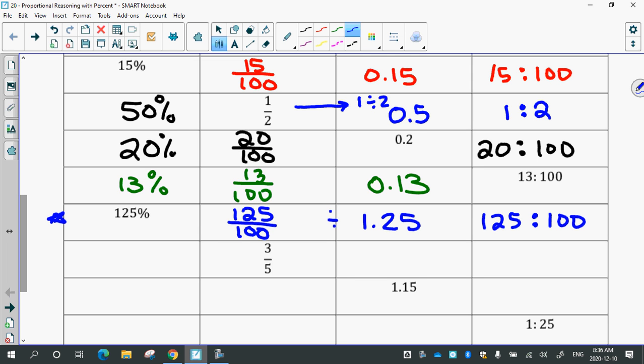Three-fifths. So we know we can fill in the 3 to 5. We can rewrite it as a ratio easily once we've got the fraction. You divide to get the decimal. 3 divided by 5, 0.6.